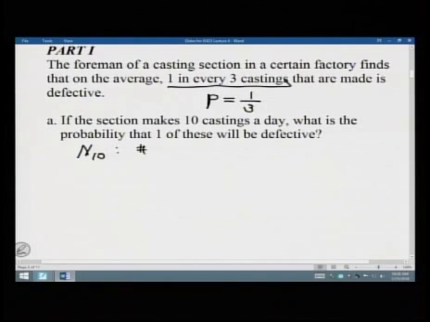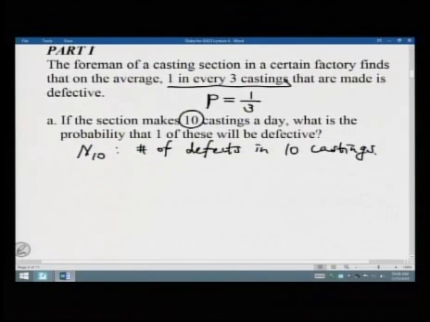That is the number of defects in the 10 castings here, right? In 10 casting, right? And then we can build up the desired probability using this random variable we just defined. So what is the desired probability? N sub 10 is what? It's equal to 1, right?